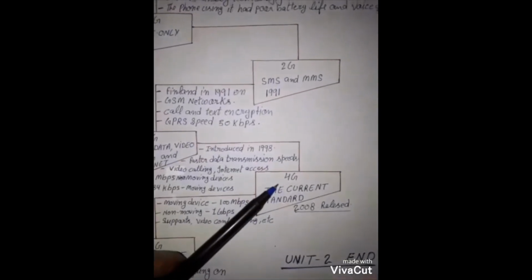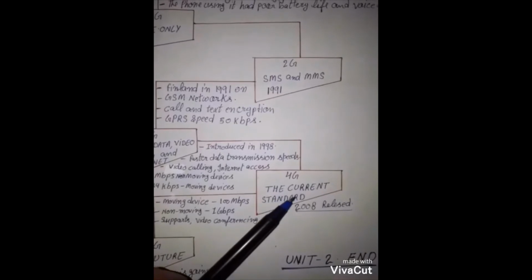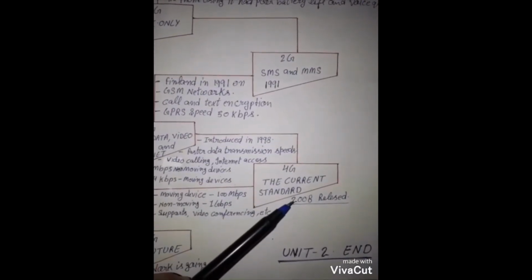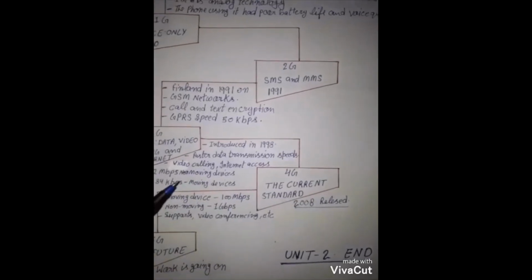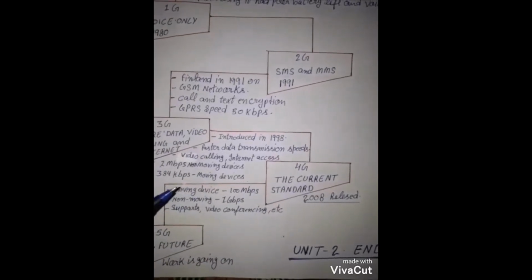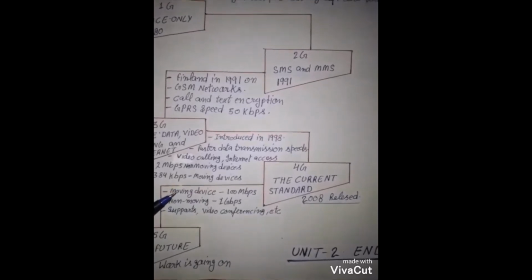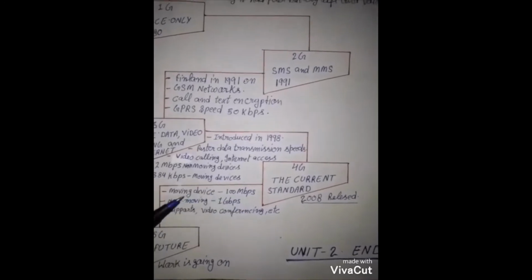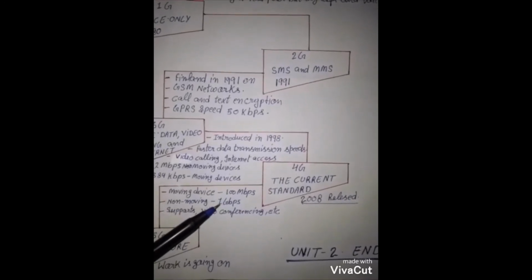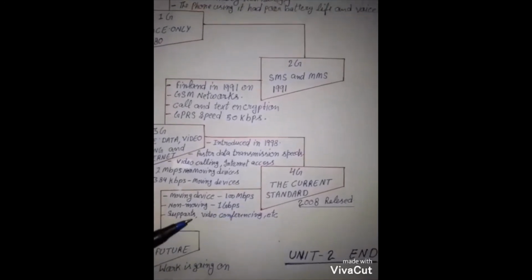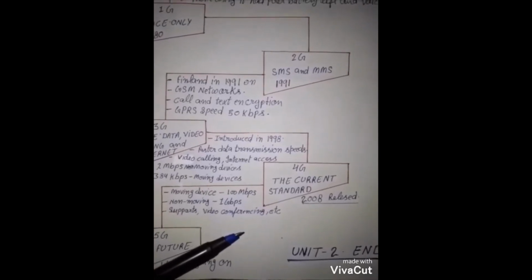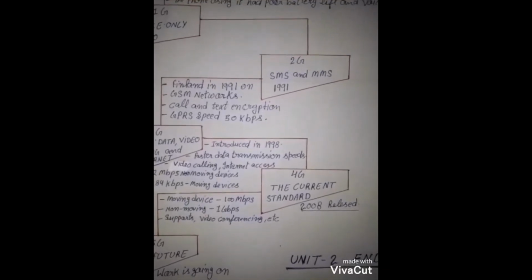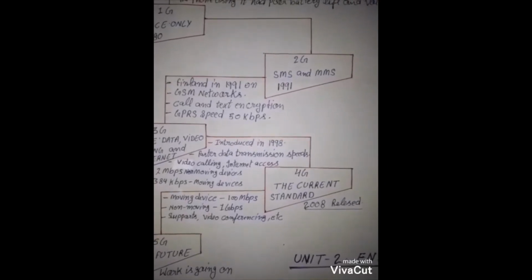Nowadays, as you all know, 4G technology is going on. This is the current standard. 4G technology was introduced and released in 2008. The internet speed for moving devices is 100 Mbps, and for non-moving devices up to 1 Gbps. It supports video conferencing, and you can also watch online web series, online videos, YouTube.